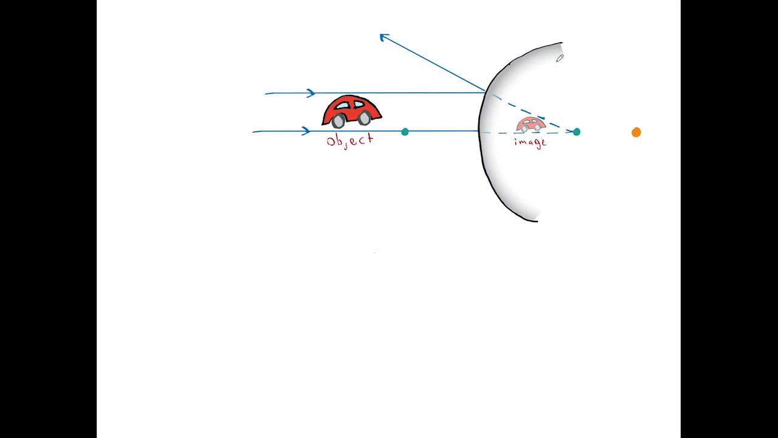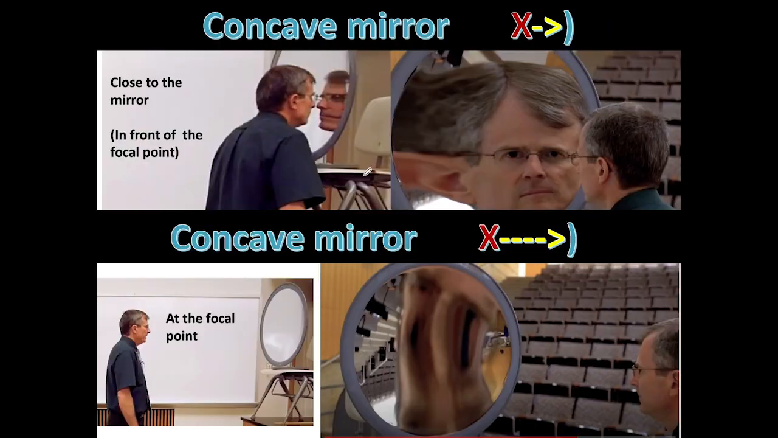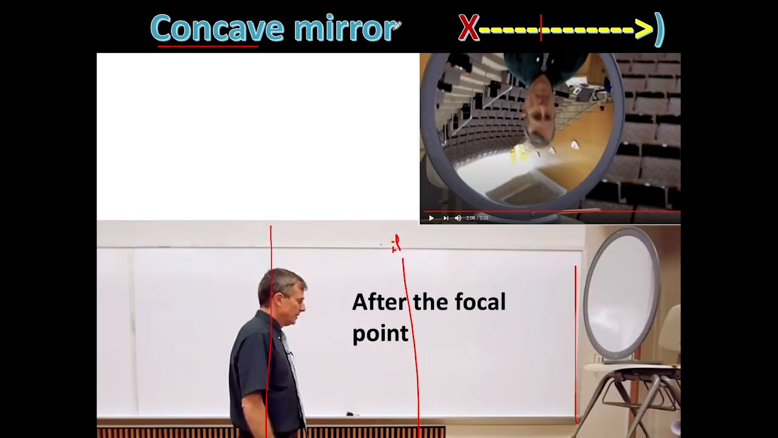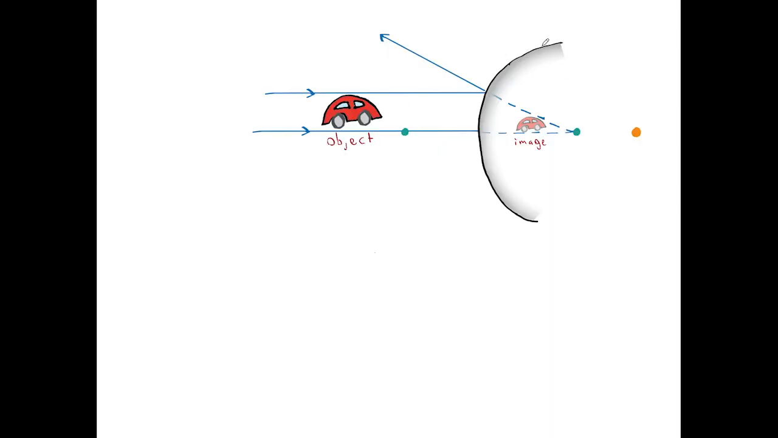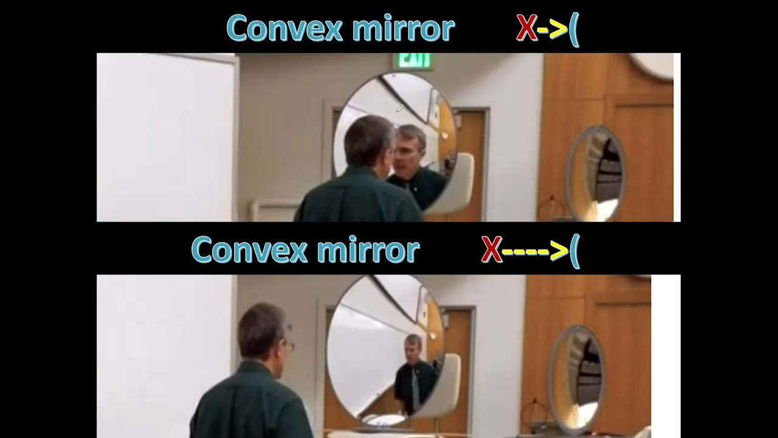Convex mirrors, so mirrors that go outwards, are a little bit less complex than concave mirrors, because concave mirrors have both upright and upside down images depending on where you are looking at them. In convex mirrors, the image doesn't change upside down or right side up. It's always going to be right side up. As you get closer to the thing, your image is going to be larger.